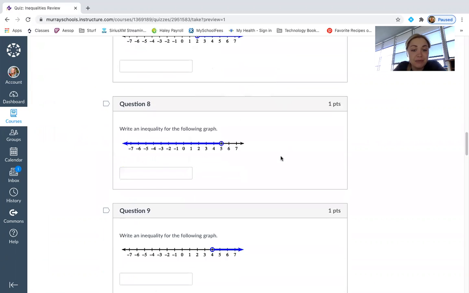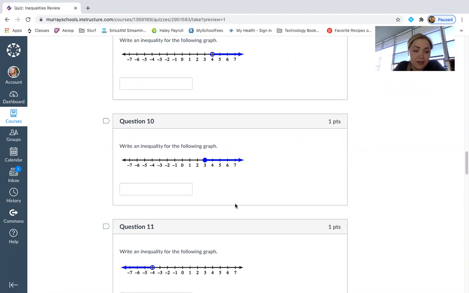Let's look at question number 10. On number 10, it says write an inequality for the following graph. So do you see how the shading is above 3 and it also equals 3? Well, for that, let me actually use my pen first. I would say that x is greater, because the shading goes greater than 3. But remember, it can also equal 3.